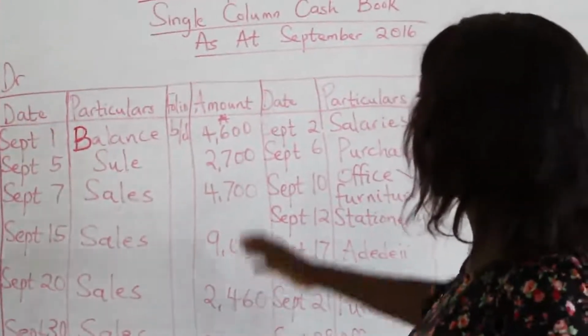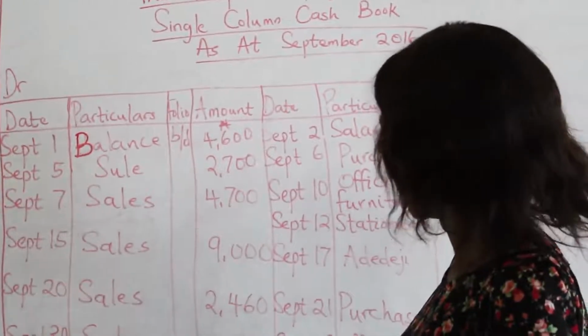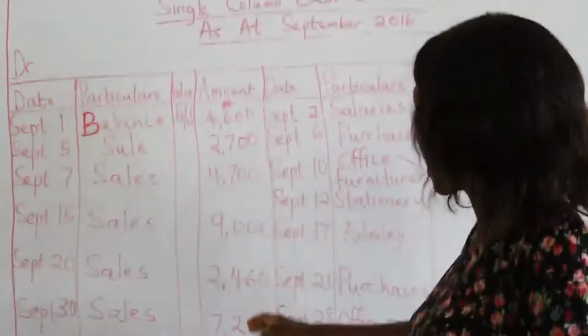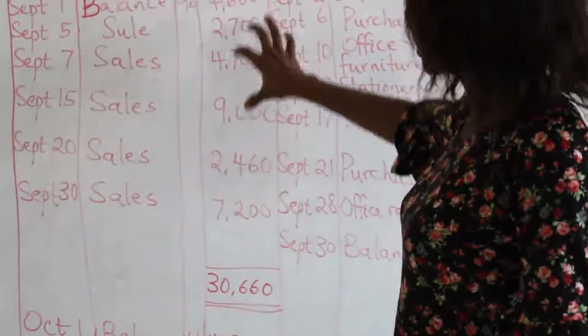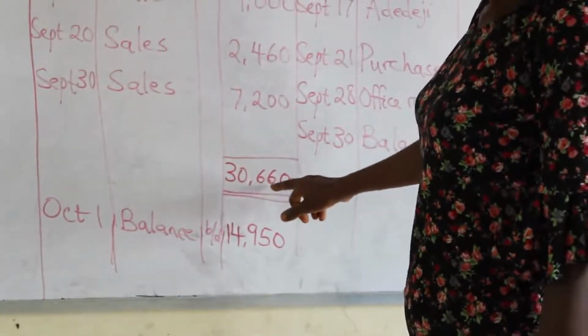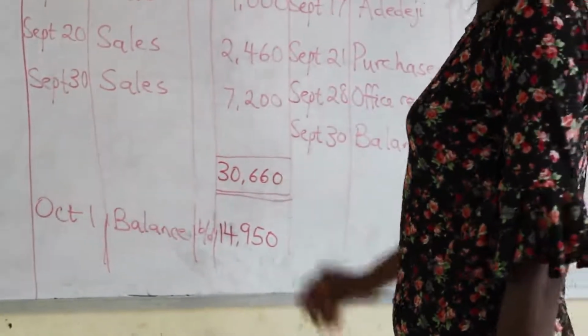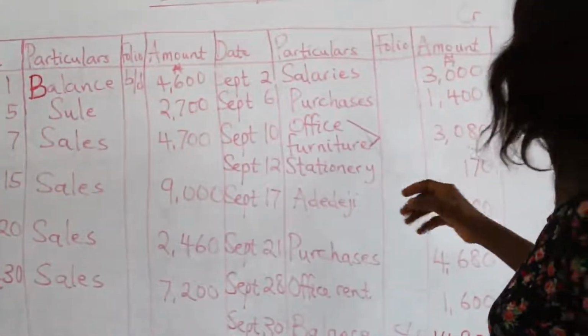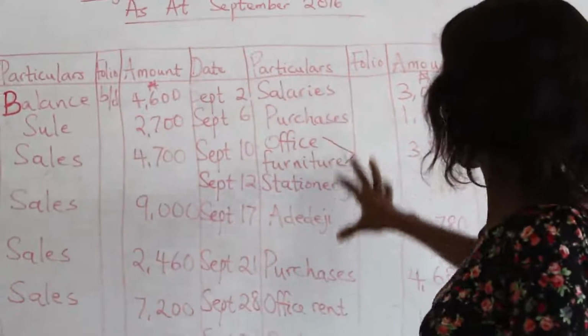Now we find out that all the transactions that were made and posted on the debit side of the cash book, when added up, give us a total sum of 30,660 naira. Moving to the credit side of the cash book, we find out that there were some transactions there too.